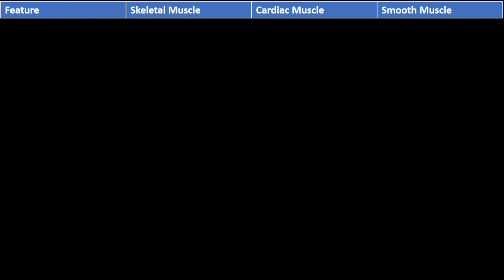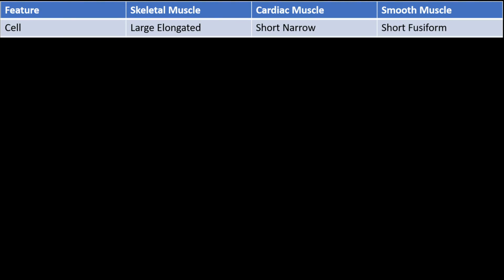Now that we have talked about the three different types of muscles, let us summarize the differences. If we talk about the muscle cell, in skeletal muscles, the muscle cell is large and elongated. In cardiac muscles, it is short and narrow, while in smooth muscles, the cells are short and fusiform.